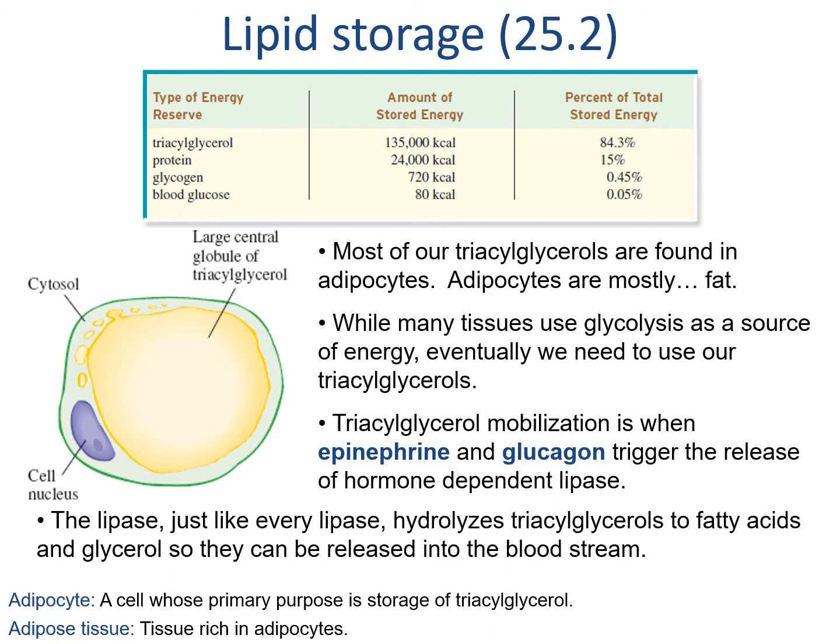Notice that glycogen can store some energy and blood glucose even less. That energy tends to be used up fairly quickly, and it tends to be distributed largely through muscle tissues, whereas triacylglycerols store a far larger amount of energy and localize it in cells called adipocytes that exist primarily to store fat. These cells will make up what we call adipose tissue, that are tissues that are rich in fat. These fats will be stored until we need them.